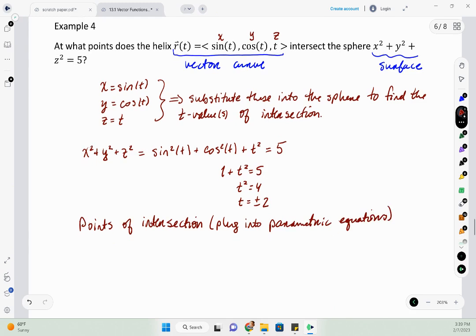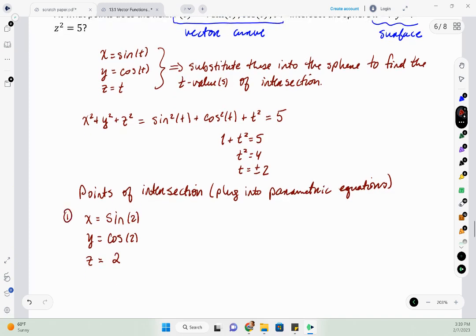So what we get is, I'm going to do the positive one first, x is equal to sine of 2, y is equal to cosine of 2, and z is equal to 2. That's one point. The other point is at x is equal to sine of minus 2, y is equal to cosine of minus 2, and z is equal to minus 2. So we have two ordered triplets.